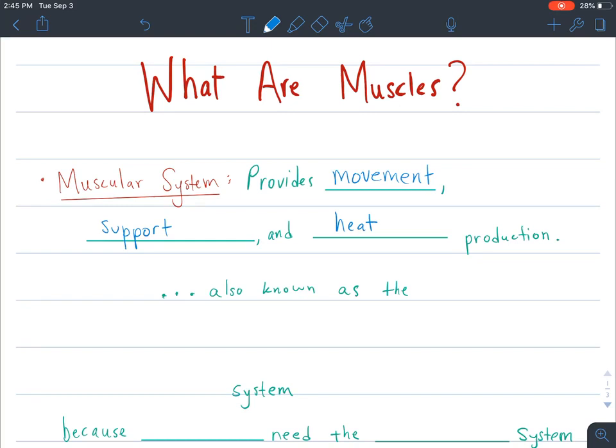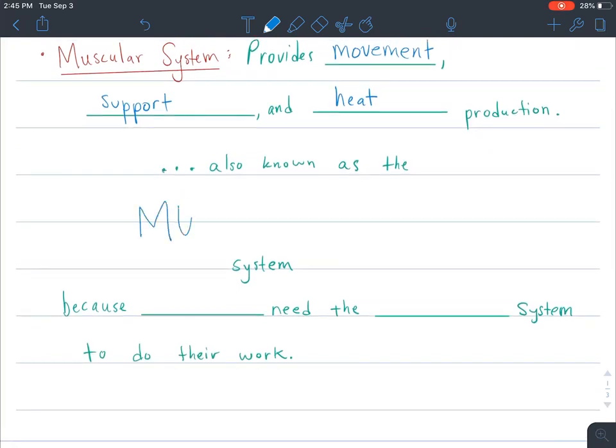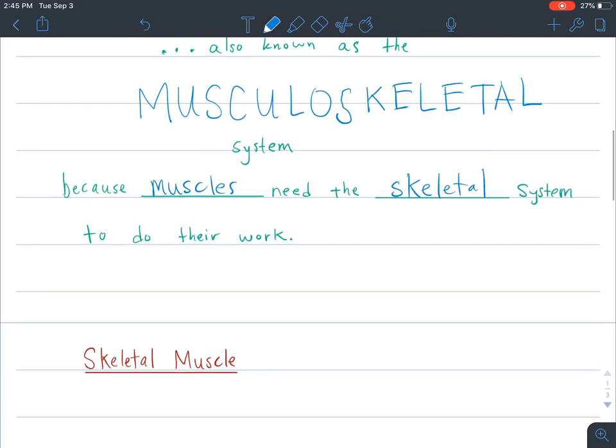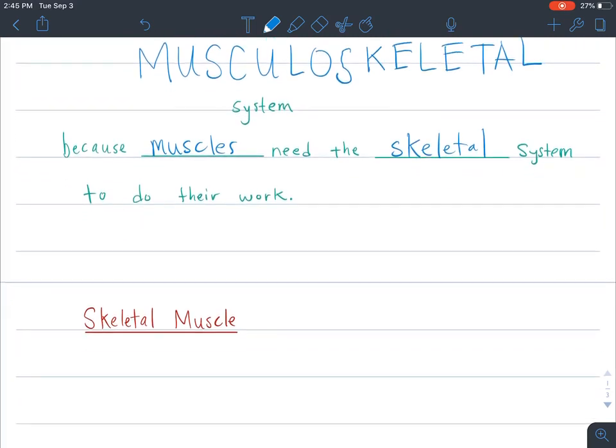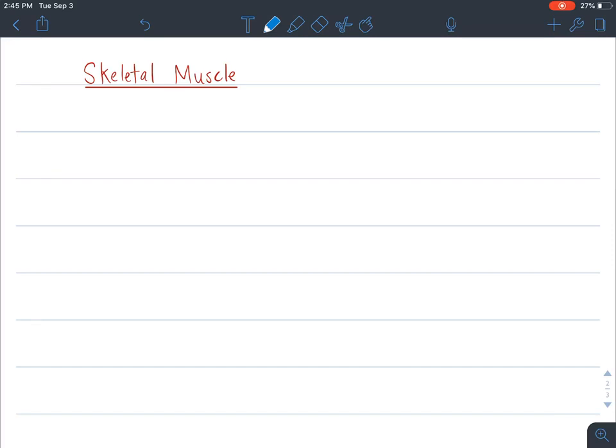So the muscular system, which provides movement, support, and heat production, is also known as the musculoskeletal system. This is a combination of the words muscle and skeletal. It's also known as the musculoskeletal system because muscles need the skeletal system in order to do their work. So if we combine muscles and skeletal system, we get musculoskeletal, which is a big old word that just means the fact that muscles and our skeleton system have to work together in order for either of them to function. So if we define what a skeletal muscle looks like, we have to kind of draw a skeletal muscle.